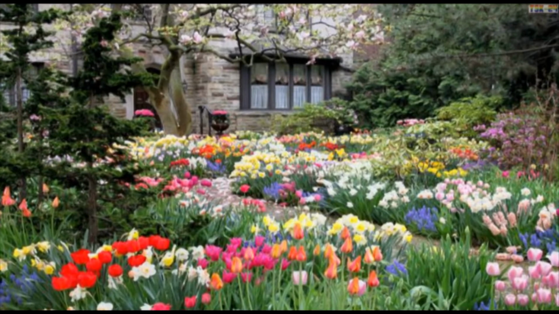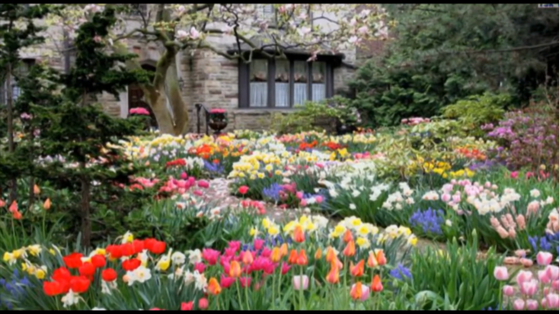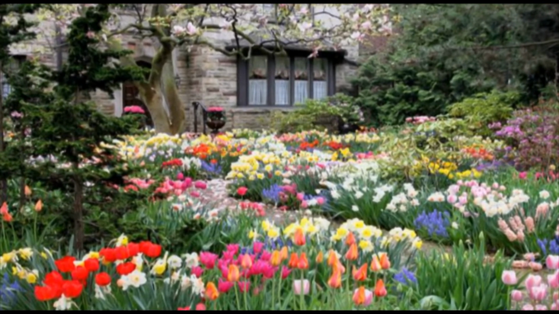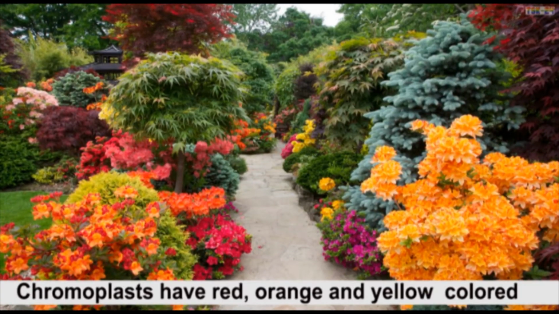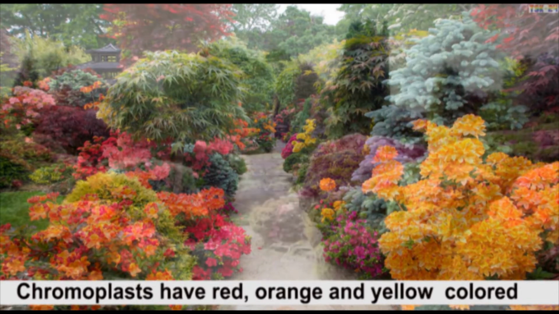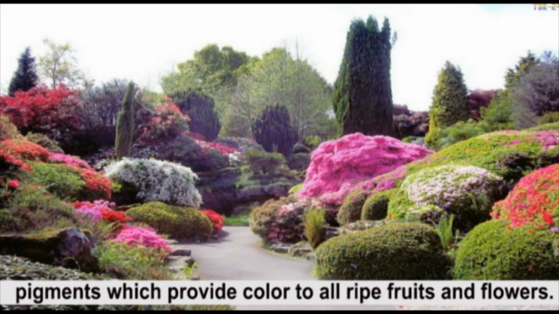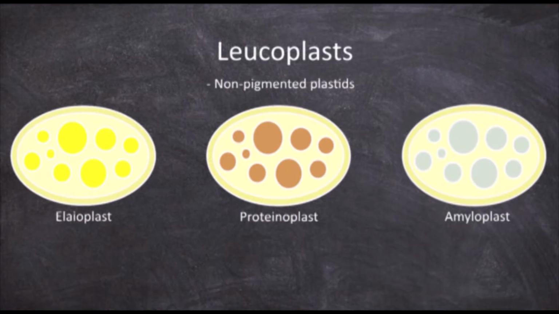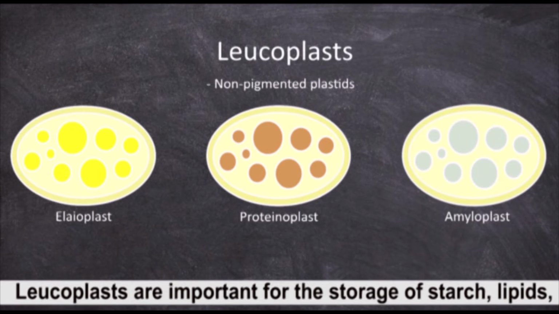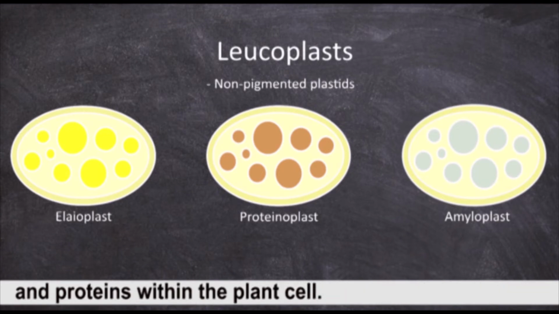Ripe fruits and flowers have their own distinctive color. This is because of colored plastids called chromoplasts. Chromoplasts have red, orange, and yellow colored pigments which provide color to all ripe fruits and flowers. Another type of plastids are leucoplasts. Leucoplasts are colorless plastids. They are important for the storage of starch, lipids, and proteins within the plant cell.